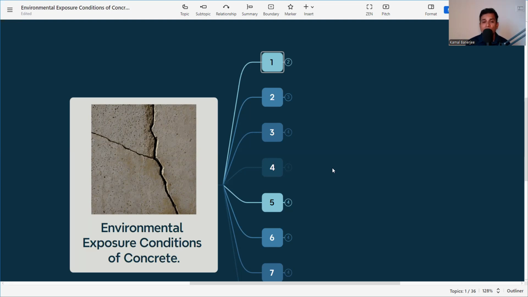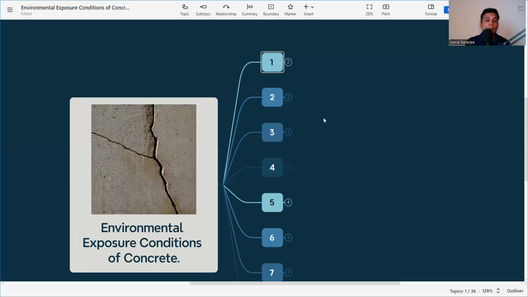This is the first and foremost thing in concrete mix design. Whenever we are doing the concrete mix design, first we need to know what my exposure condition is. According to that, we can do the mix design. How to do the mix design, I have made a detailed video. The link is in the description. You will get full information about how to do the mix design as per IS 10262 2019.